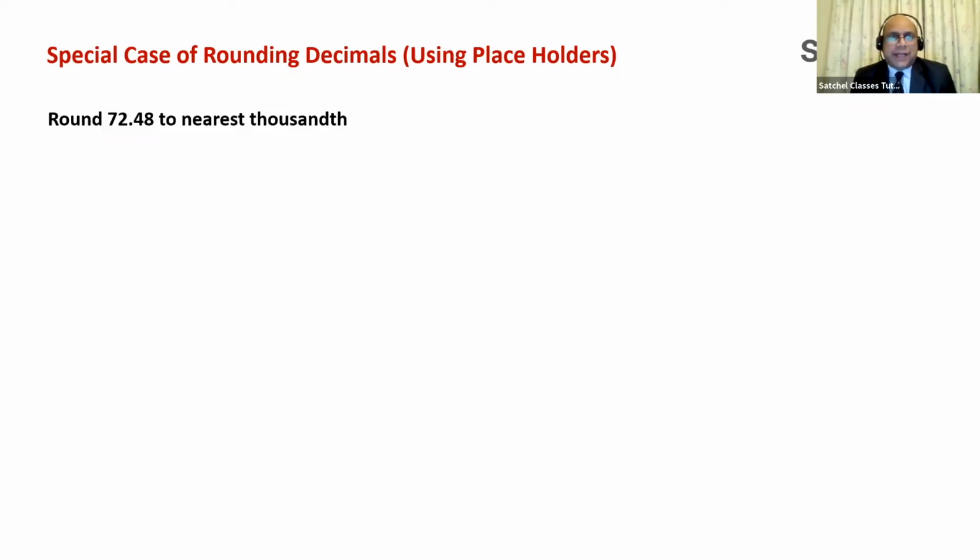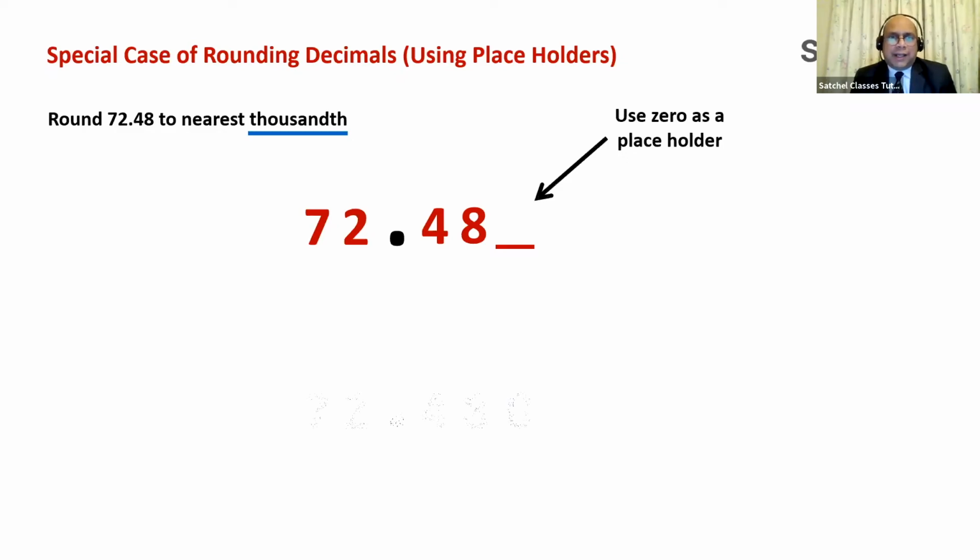So first, let us write this number, 72.48, as it is, and we need to underline the thousandth digit. But where's the thousandth digit? We have the tenth digit, which is 4, the hundredth digit, which is 8. Where's the thousandth digit? There's no thousandth digit, and hence we need to use a placeholder, which is 0, to replace that. So your final answer will be 72.480. Interesting, isn't it? So 72.48 rounded to the nearest thousandth is 72.480.